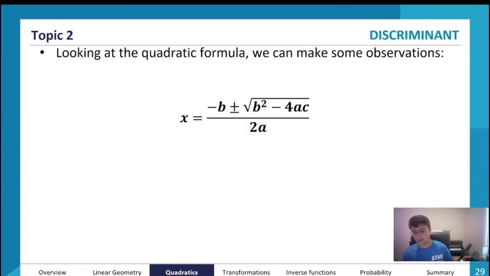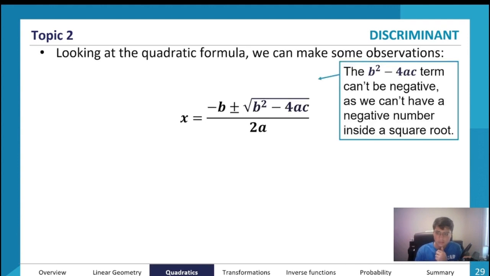Okay, now we're going to talk about this thing called the discriminant. You may or may not have covered this before, but basically, the discriminant is really useful because it can help us better understand the shape of the parabola that corresponds to any quadratic equation. So if we look at the quadratic formula, we can make some observations.